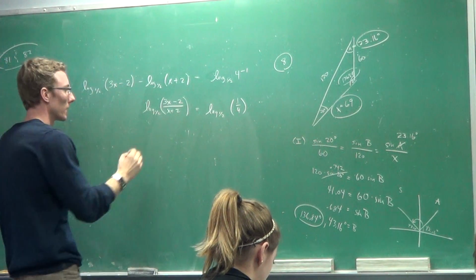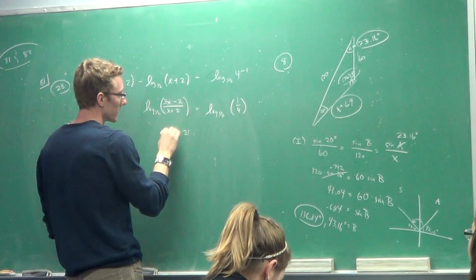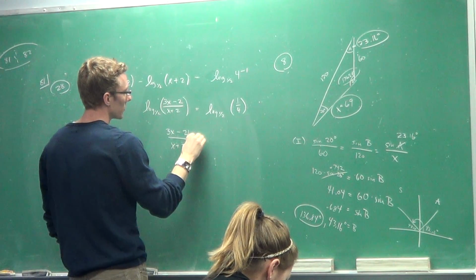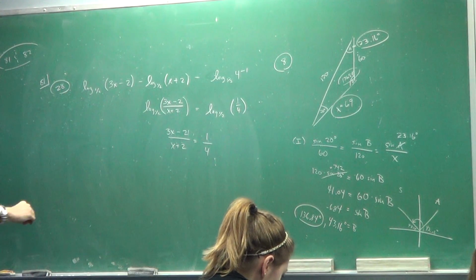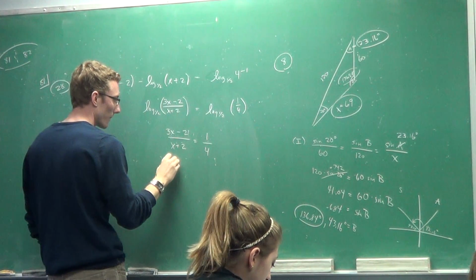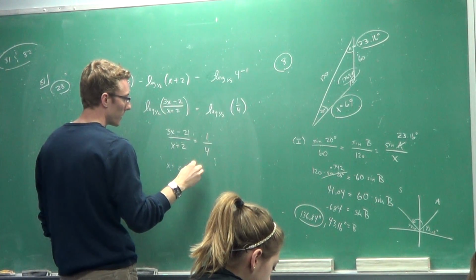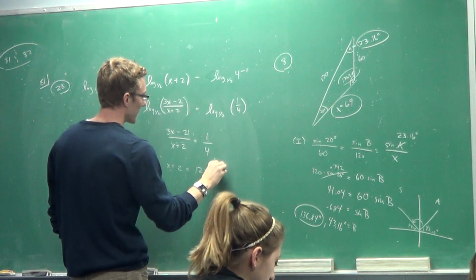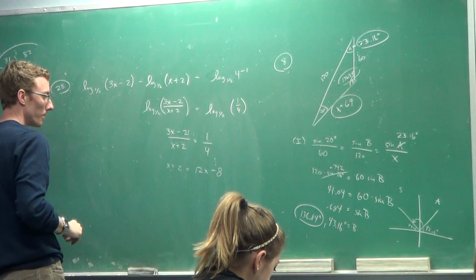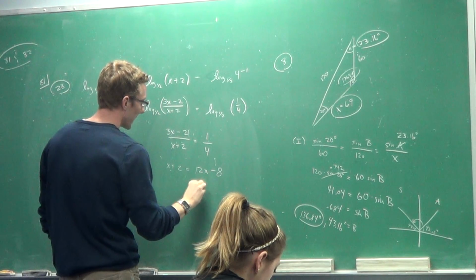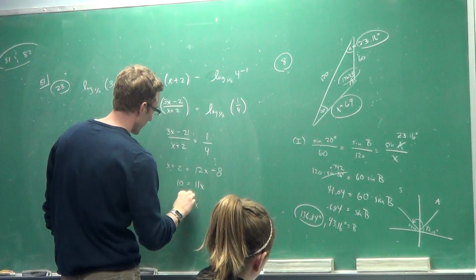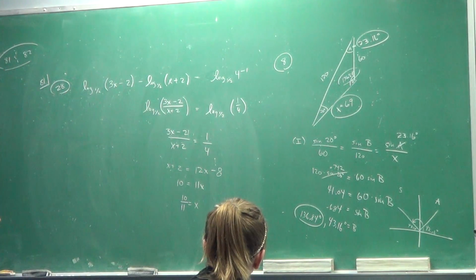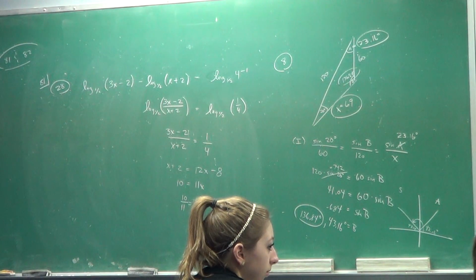And now we can go 3x minus 2 over x plus 2 equals 1 over 4. And cross multiply. So we'll get x plus 2 equals 12x minus 8. We will get 11x equals 10. X equals 10 11ths, which is almost 1.